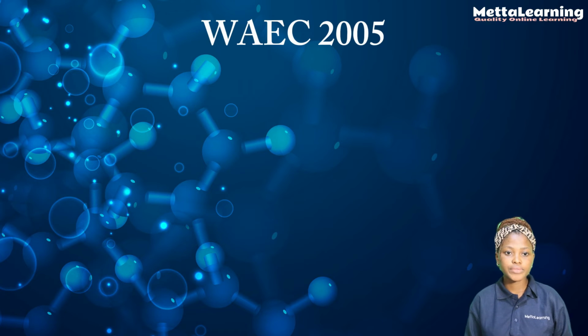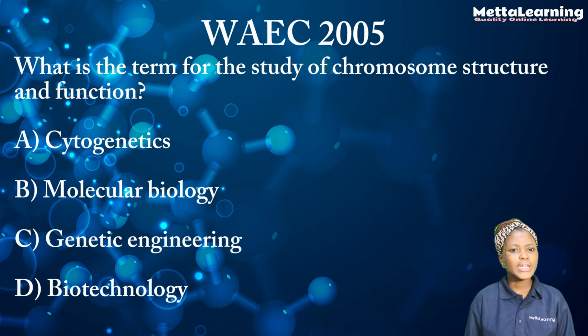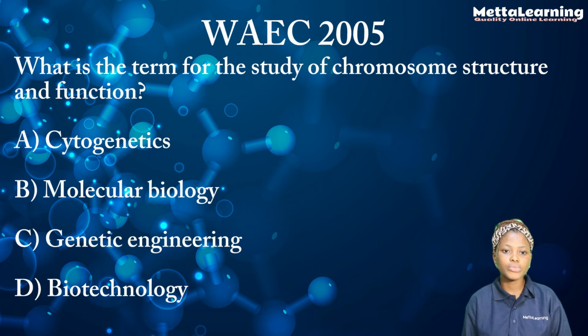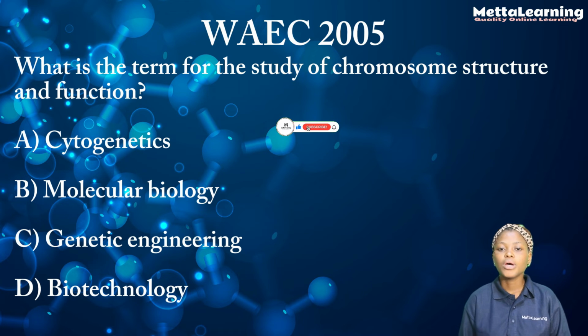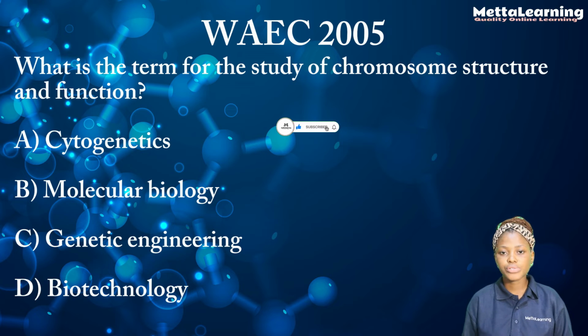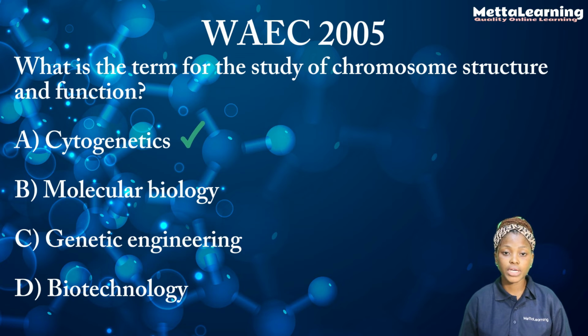More questions. 2005, objective question 10. What is the term for the study of chromosome structure and function? Option A, cytogenetics. Option B, molecular biology. Option C, genetic engineering. Option D, biotechnology. Cytogenetics, option A, is the correct answer.